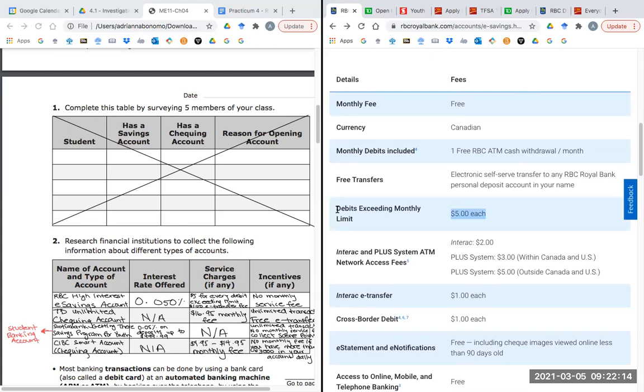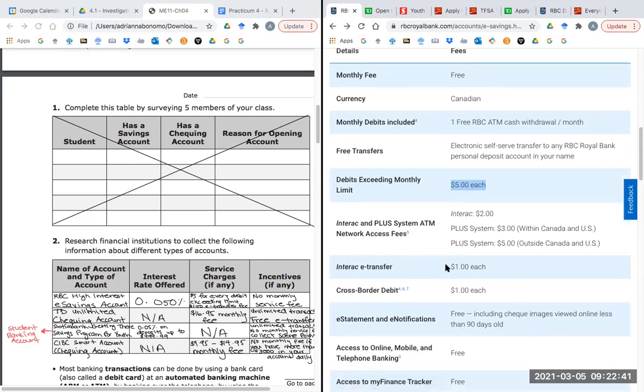Certain bank accounts have a limit on the number of transactions that you can do. So for this account, if you exceed the monthly limit of debit transactions, let's say, I'm not too sure what the monthly limit is, let's say it's 25. If you use your debit card more than 25 times, each time after that, you have to pay an extra $5. So that's a service fee. Another service fee is this Interac e-transfer, $1 each. So anytime you make an e-transfer, you have to pay $1.